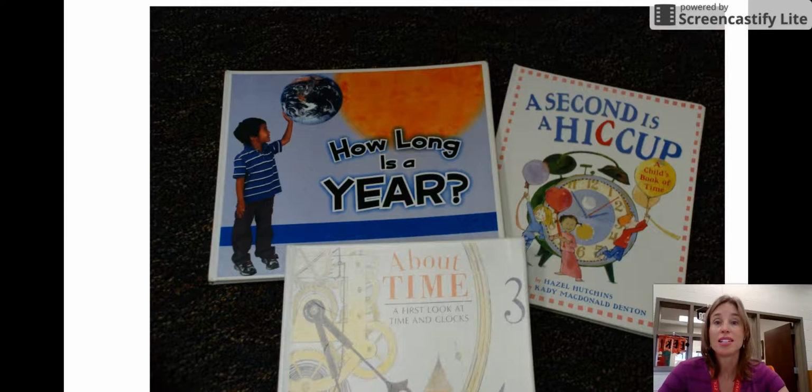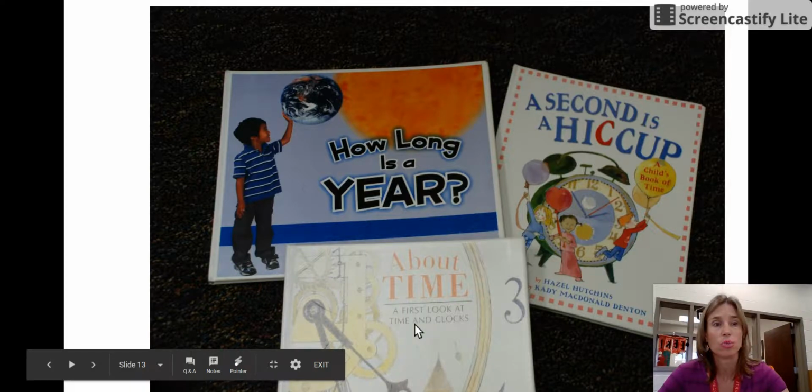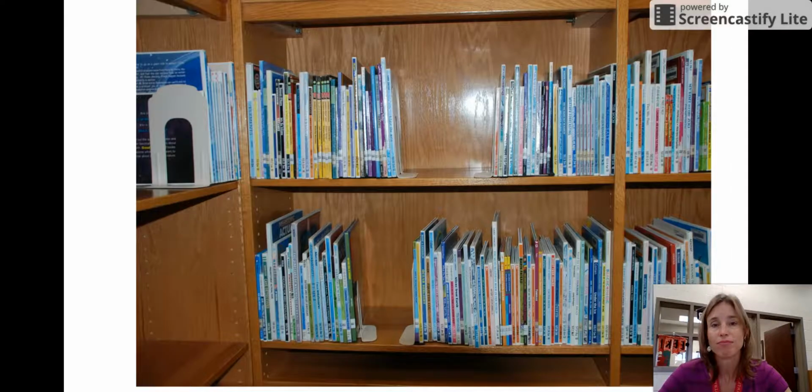Okay, so then we move on to time. How long is a year? How long is a day? How long is a minute, a second? Books about time and comparing it to things that we see in life are here in the 500s as well. And then A Second Is a Hiccup, about time, A First Look at Time and Clocks, how clocks were invented, how sea clocks were invented. Books about that are here.